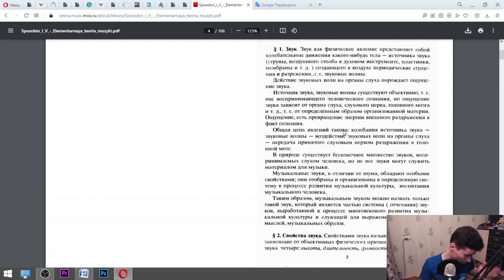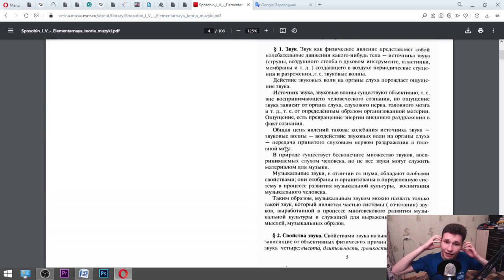Такова means is. And two dots. Колебания источника звука. It means vibrations of the source of the sound. String, vinyl, and something. Next. Звуковые волны. It is the second part. Sound waves. Воздействие звуковых волн на органы слуха means the touching of the sound waves to our organs of hearing, to ears, to the specific things inside of our ears, okay?